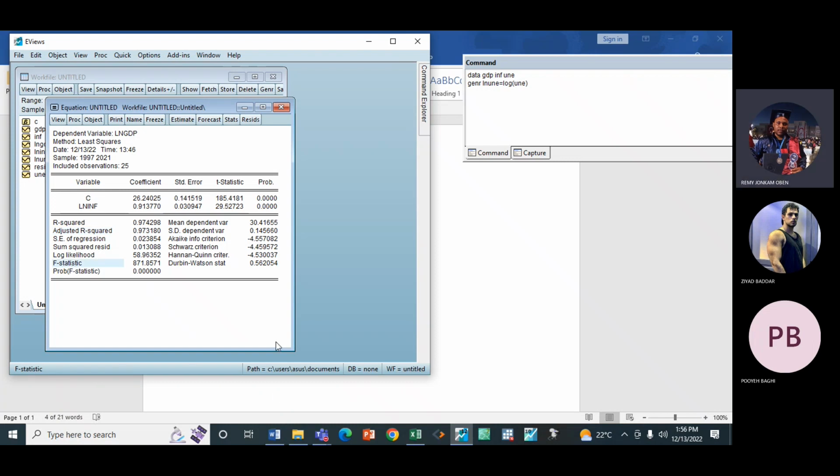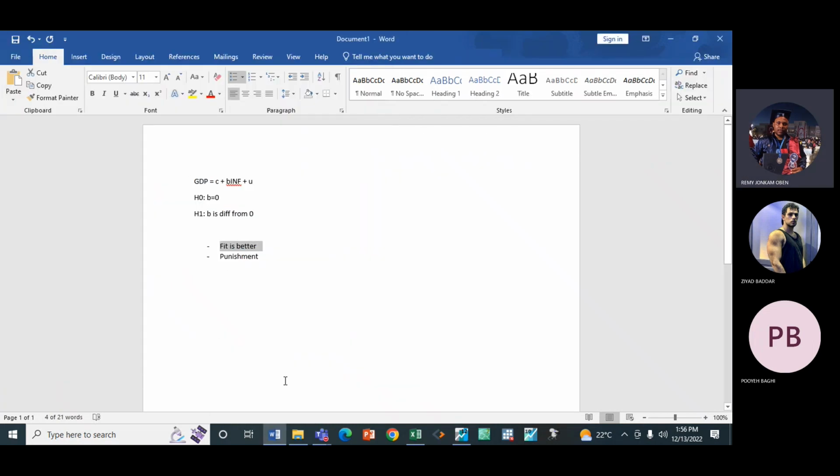F-statistic. Now I will show you something. What I have done here is a t-test, right? We are testing the significance of each variable independently, individually. But with the F-statistic, we are testing the significance of all the independent variables together. It's a joint test.